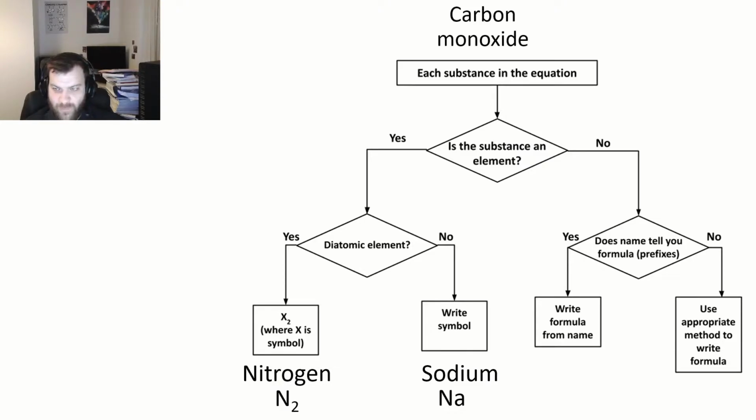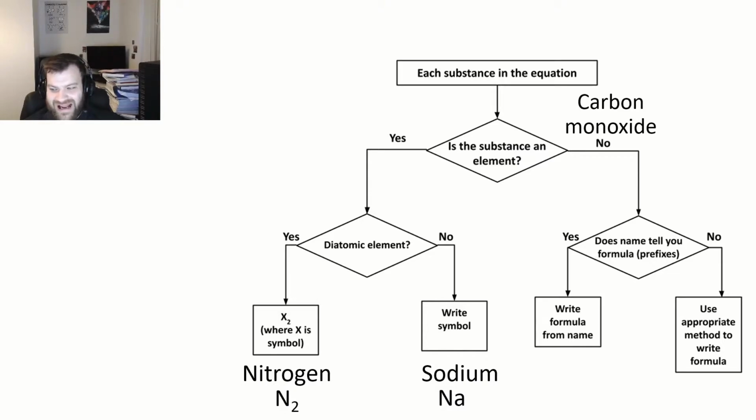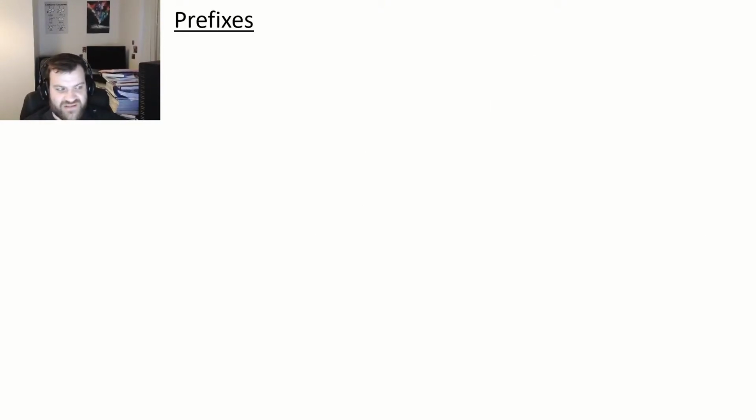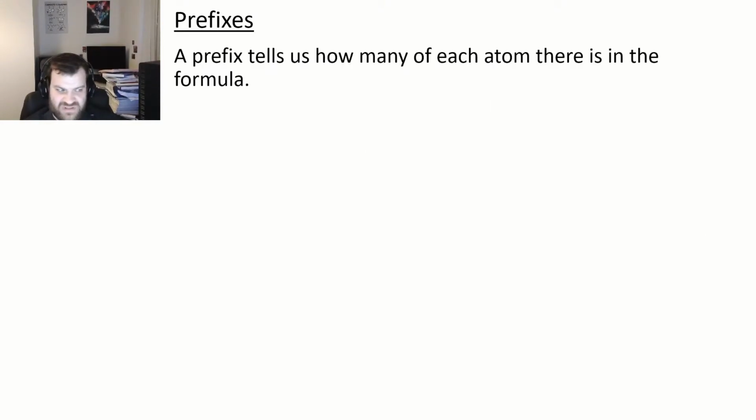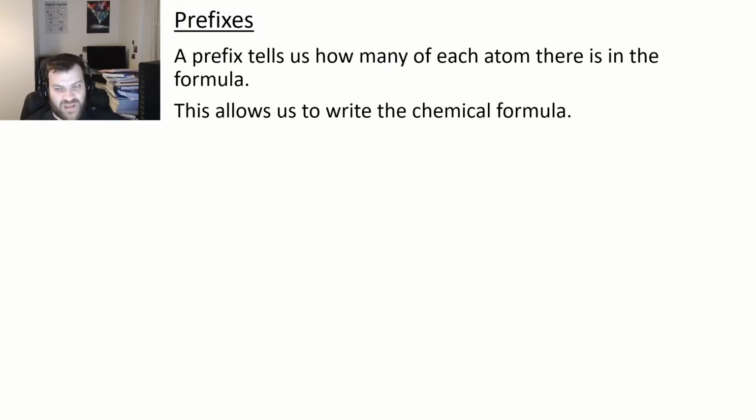When it comes to compounds, we're going to go down to the right-hand side, and we're looking now at prefixes. Prefixes are the beginnings of the names, which tell us how many of each atom there is in a formula. And this will allow us to write the chemical formula straight away.